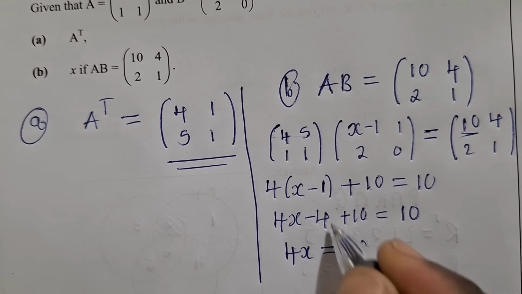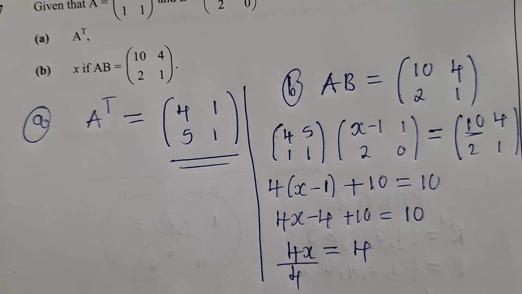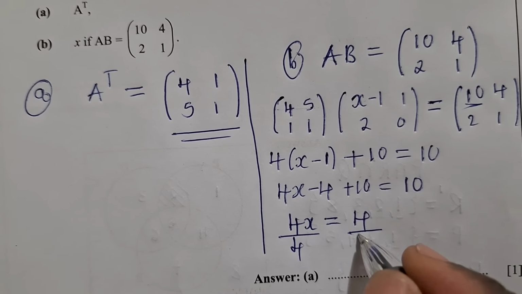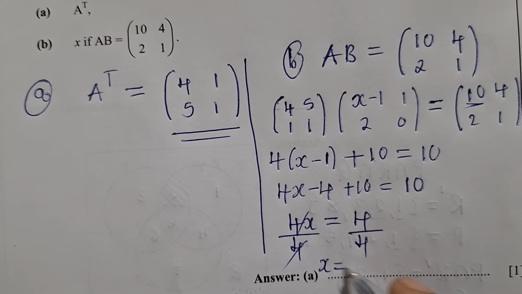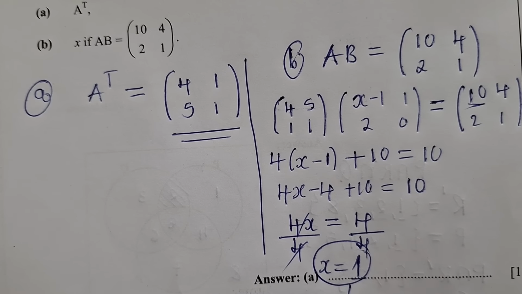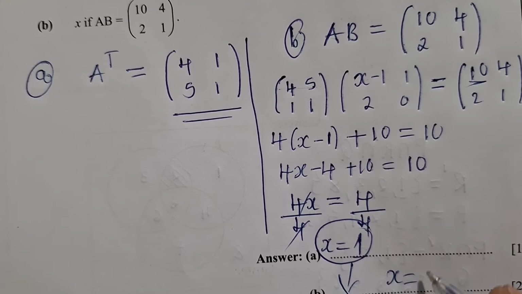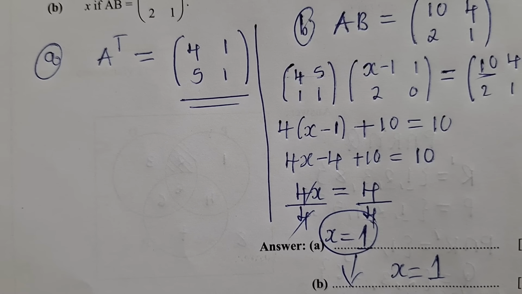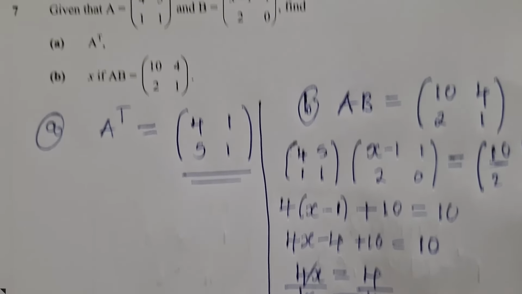We shall remain with a 4 over a 4, over a 4. So the value of x will simply be equal to 1. So this is the answer for question B: x is equal to 1. We go to the next question.